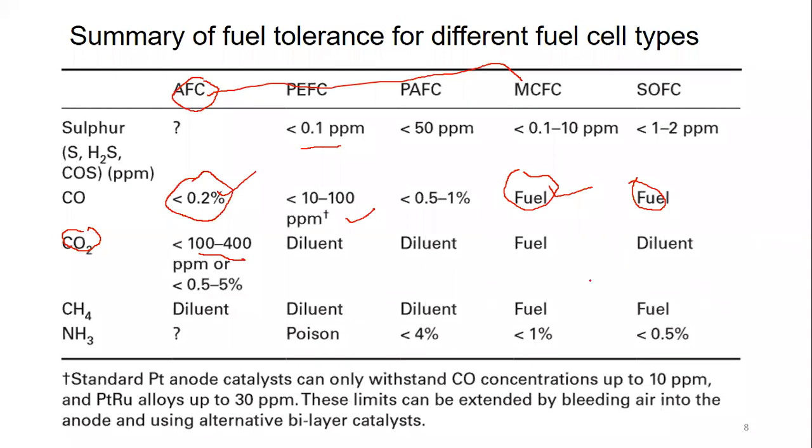You can also look here at ammonia, which is a toxic chemical. Ammonia is really very poisonous, not only for the human body, it's also poisonous for the proton exchange membrane fuel cell. You can see here, and the values change.